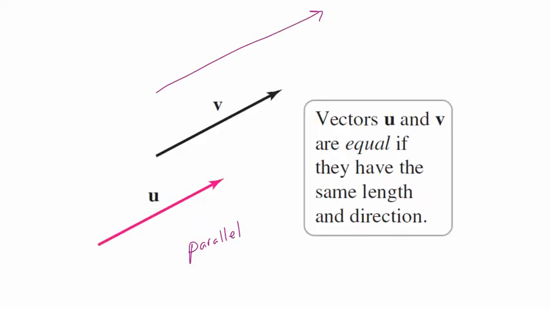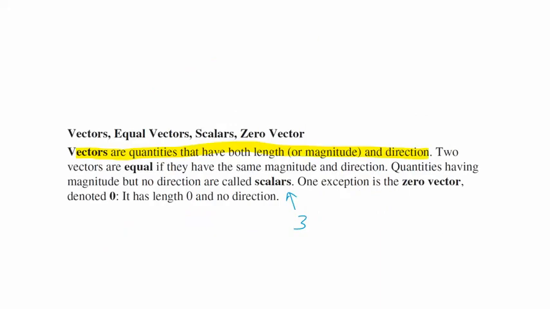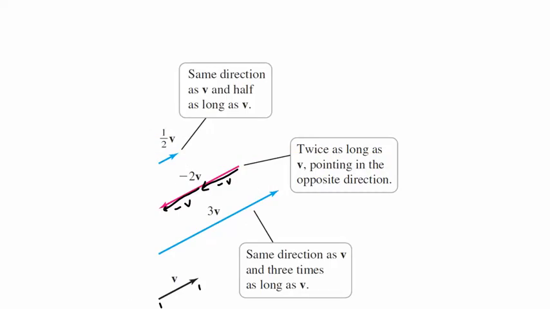And what makes two vectors equal to each other. They don't have to be in the same location. They just have to have the same direction and the same length. A couple definitions there. We talked about multiplying a vector by a scalar.